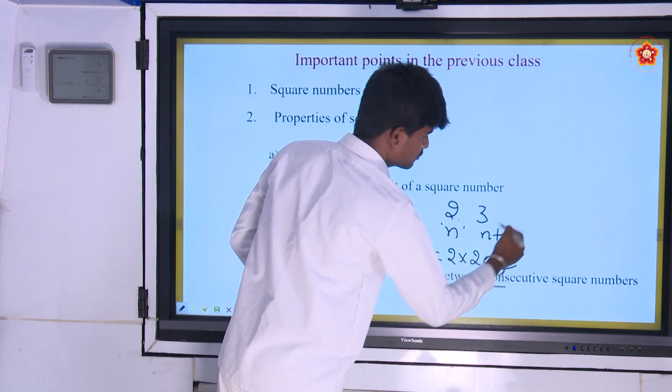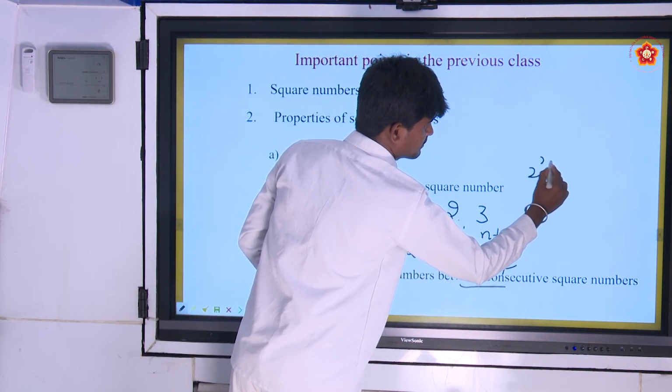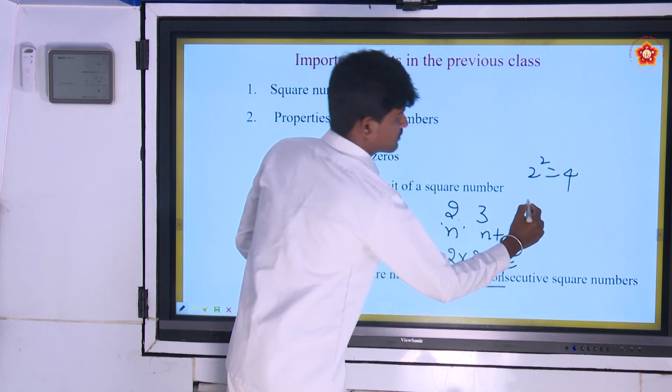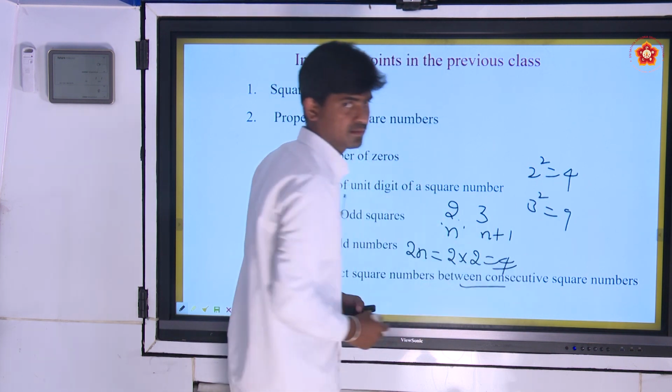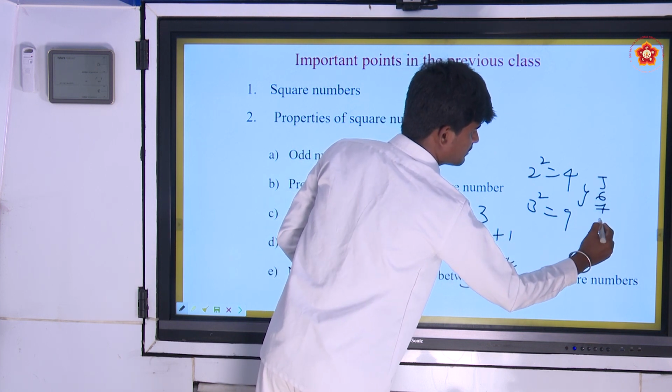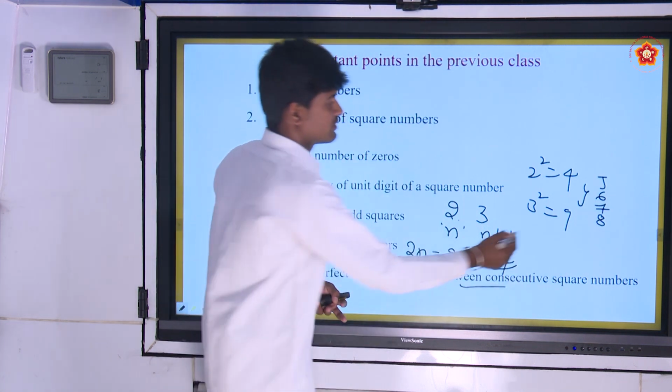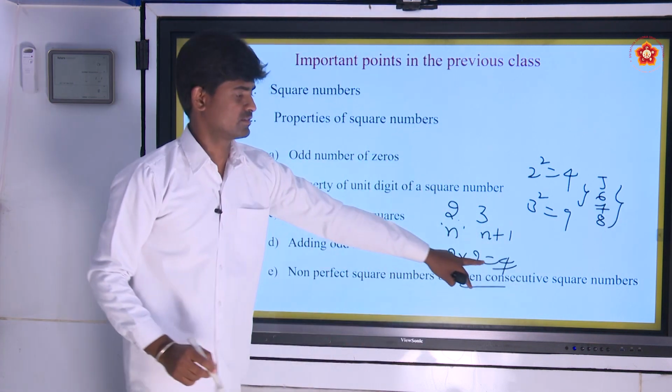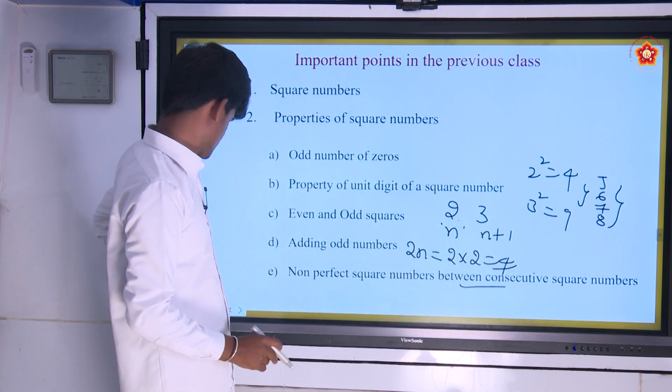How is it so? 2 square means 4, 3 square means 9. In between are 5, 6, 7, 8. These are the non-perfect squares. This is the answer.